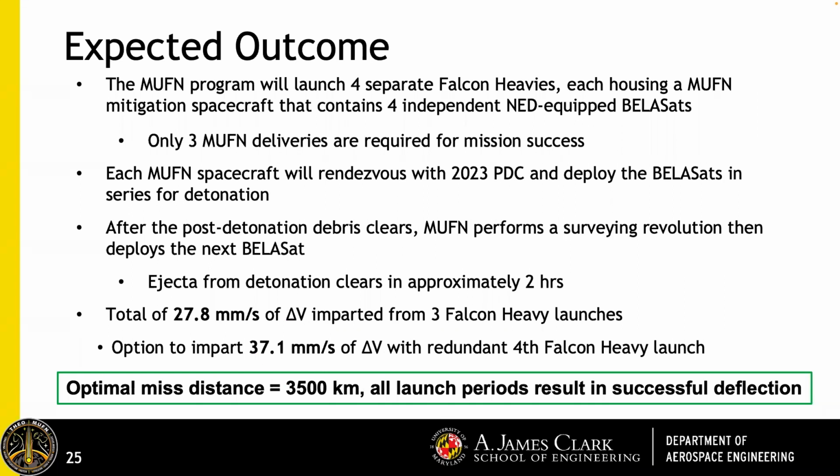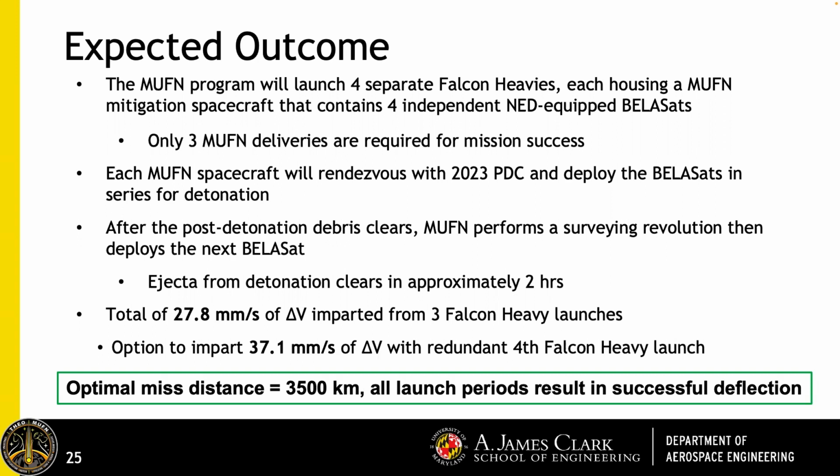As a quick conclusion, the MUFN spacecraft will launch on 4 separate Falcon Heavies. Each one will have a MUFN mitigation spacecraft with 4 balesats on it. We only need 3 MUFN deliveries to have a successful deflection of the asteroid. We have designed our mission to have 4 of them in case something goes wrong with one, or if something goes wrong with some of the balesats, then we have an extra one as redundancy.